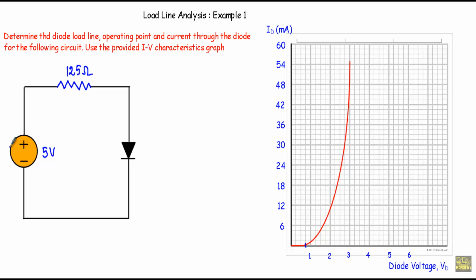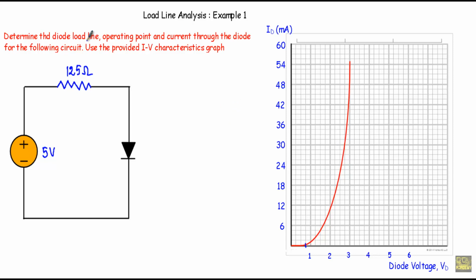See, for this given circuit, I have to draw the load line, find out the operating point, and I have to calculate the current through this diode. And we have to use the provided IV characteristics graph. See, this is the IV characteristics curve of the diode. So I have to use this IV characteristics graph.